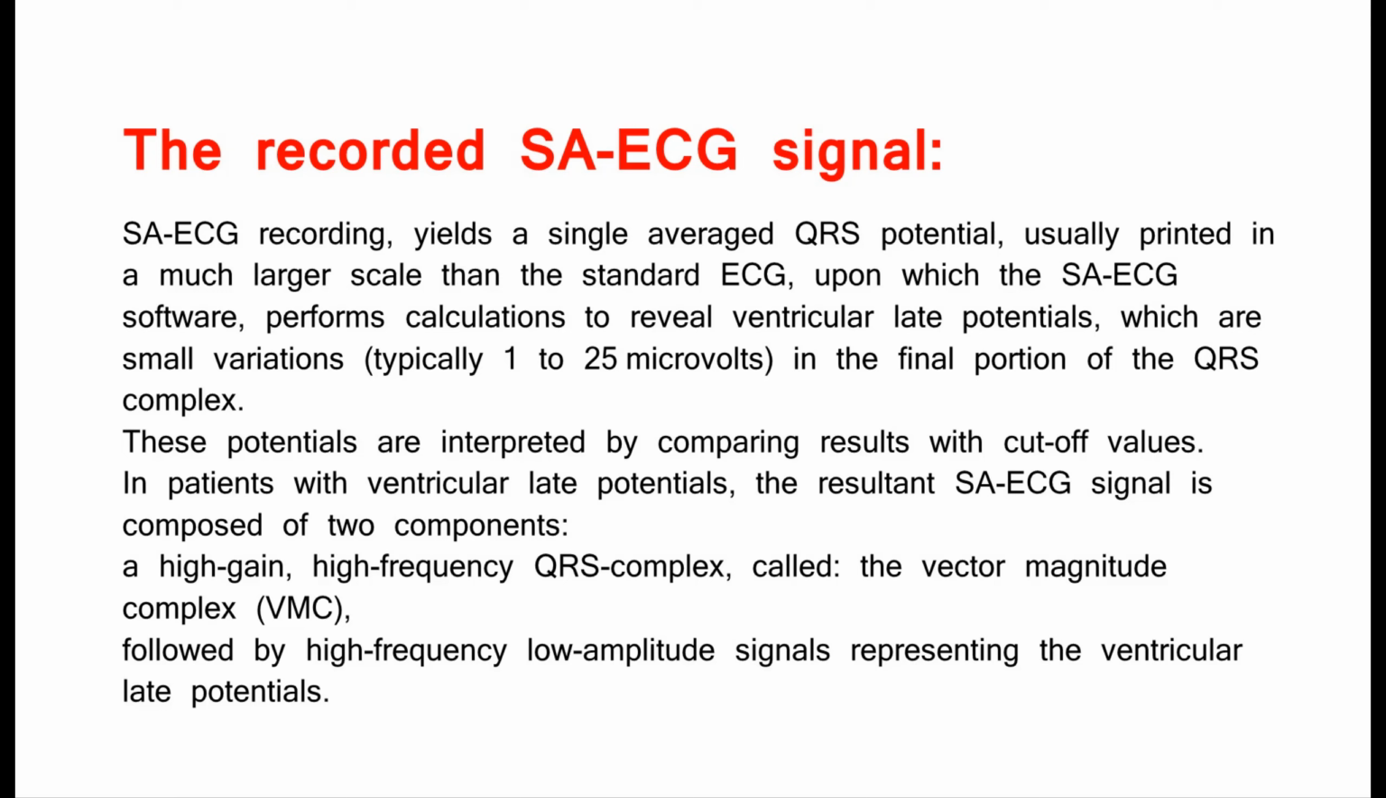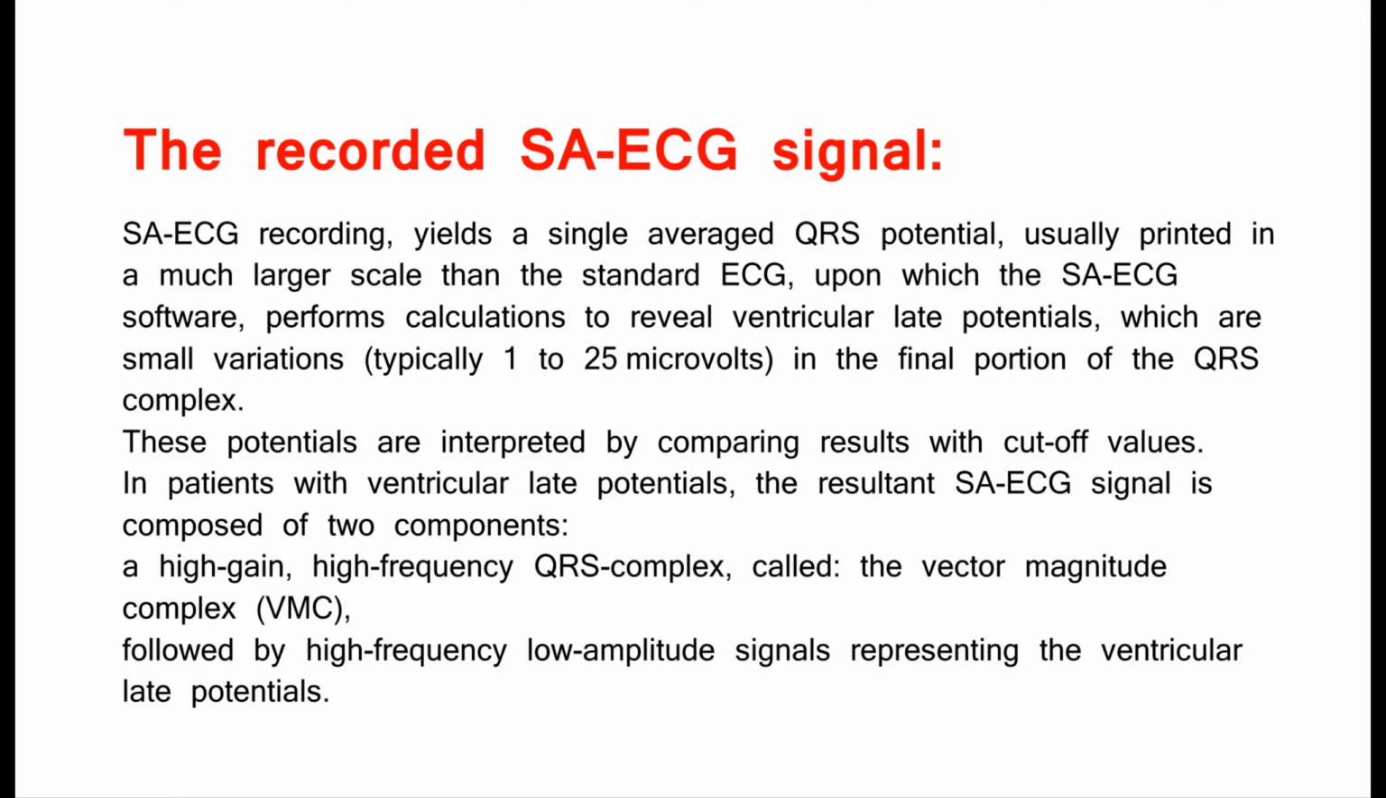The recorded SAECG signal. SAECG recording yields a single averaged QRS potential, usually printed in a much larger scale than the standard ECG, upon which the SAECG software performs calculations to reveal ventricular late potentials, which are small variations, typically 1 to 25 microvolts, in the final portion of the QRS complex. These potentials are interpreted by comparing results with cutoff values.